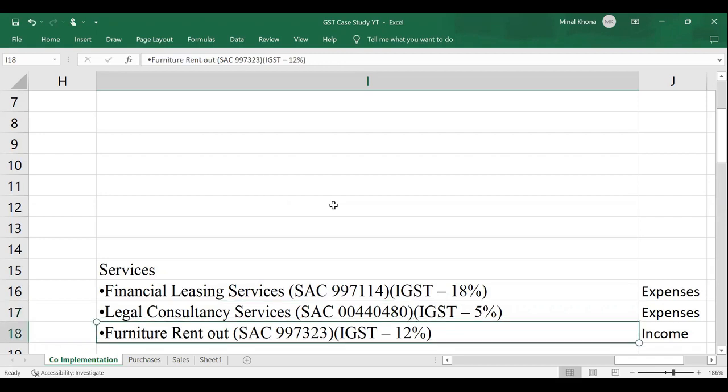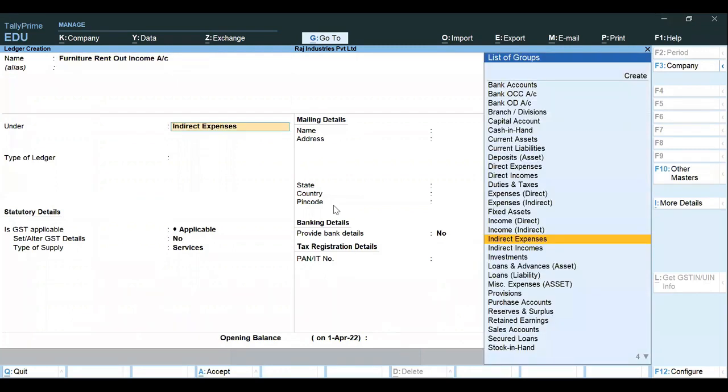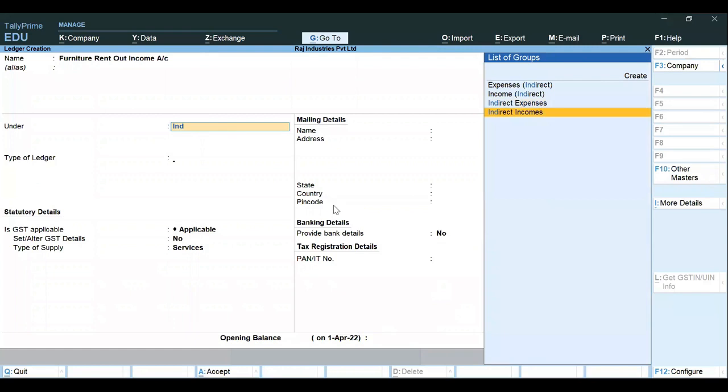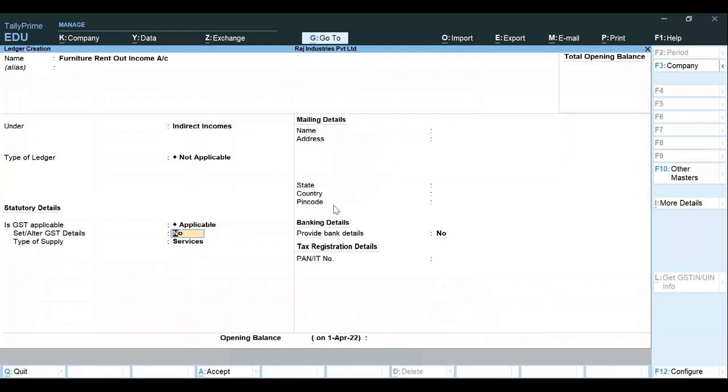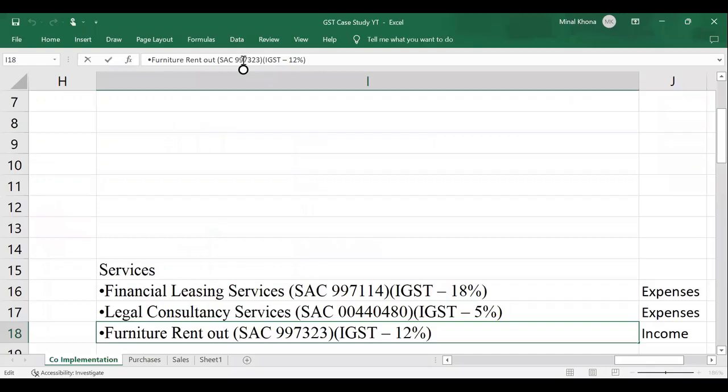Now furniture rent out, here I'm assuming this is my indirect income. So furniture rent out is an income account and this is an indirect income. All right, now same way I will have to set up the GST rates for this account. So I'm going to say yes. I'll have to give a HSN or a SAC. So this is a service, and therefore I'm going to give a SAC number.